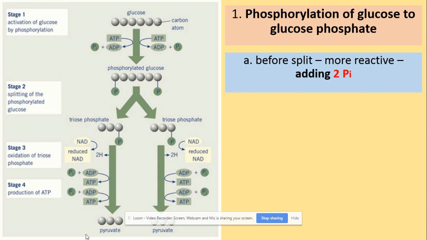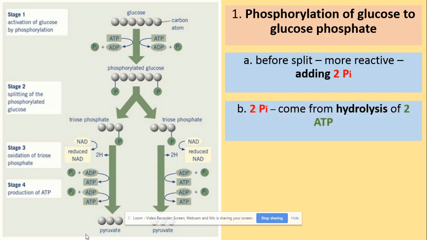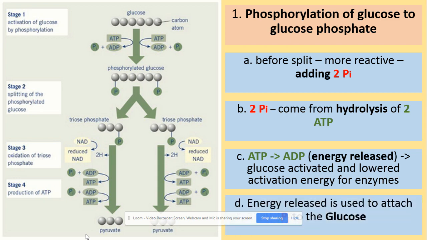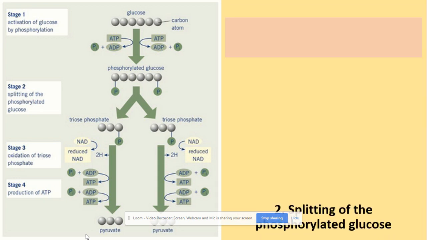Why would you do it? Well, to make it more reactive. So you're using two phosphates from the hydrolysis of two ATP molecules to make glucose more reactive. Once this glucose has phosphates, it's called phosphorylated glucose, and it has this ability for enzymes to work on, because glucose is activated and the activation energy for enzymes has been lowered. So what happens to this glucose then? Glucose is then split.